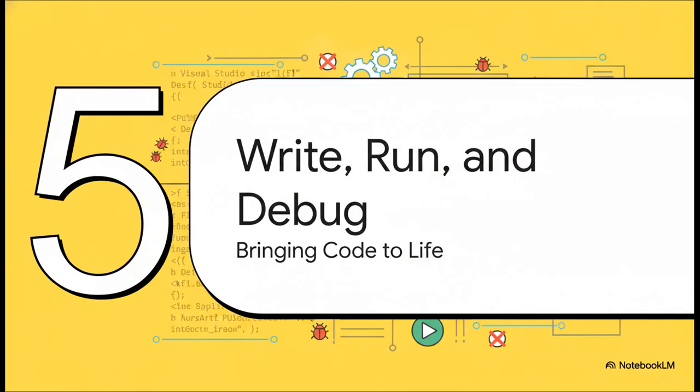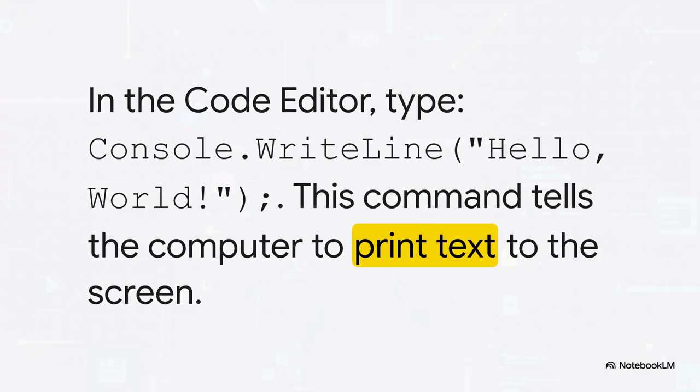All right, this is the moment we've been waiting for. Let's write an actual line of code and see it do something. Let's bring this thing to life. In that main code file that opened up, just type this line exactly as you see it. Console.WriteLine("Hello World"). All this little command does is tell the computer to write, or print, the text inside those quotes to the console window.